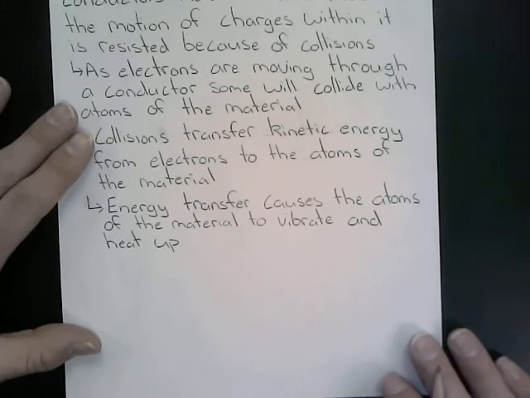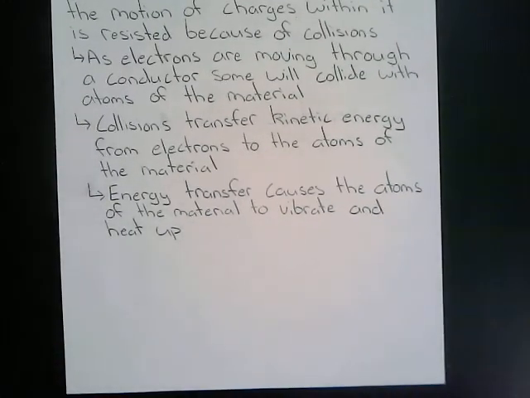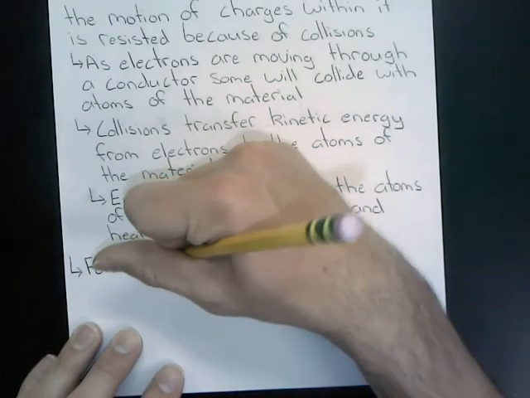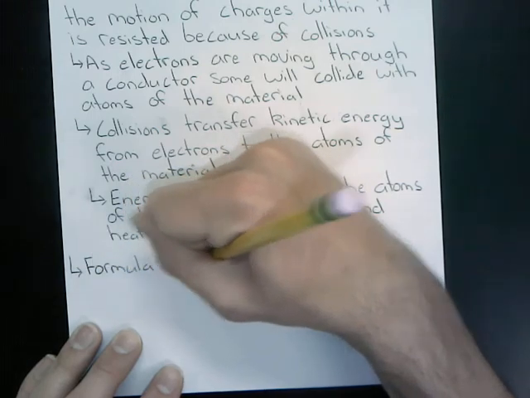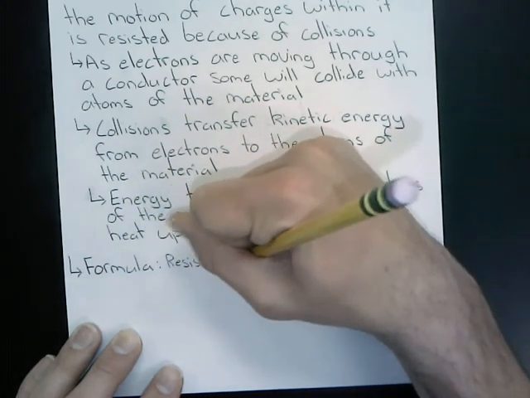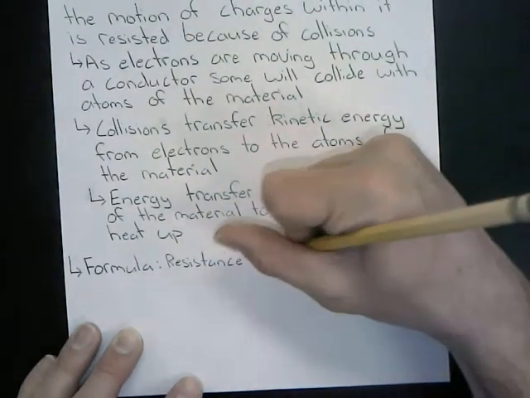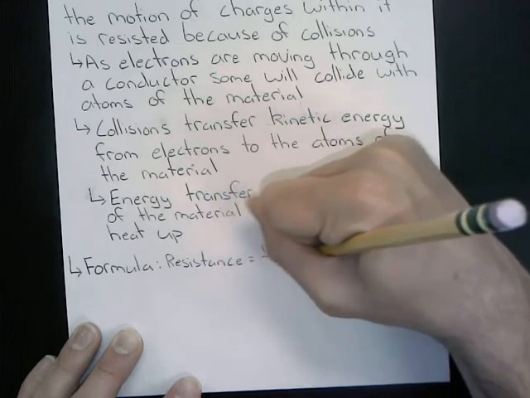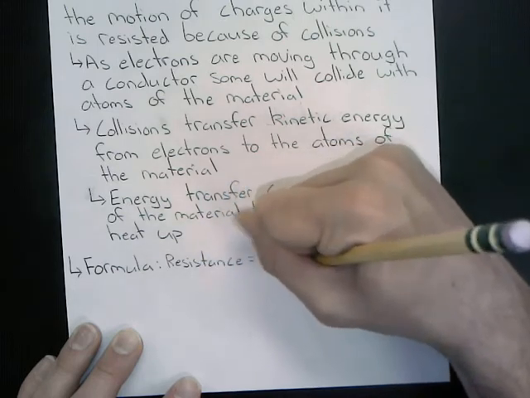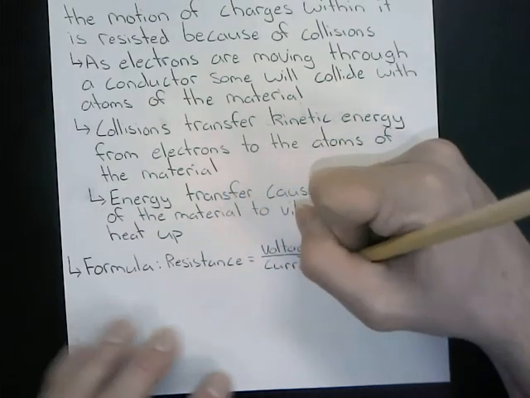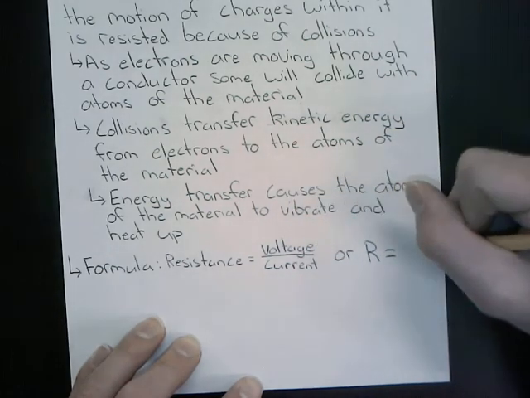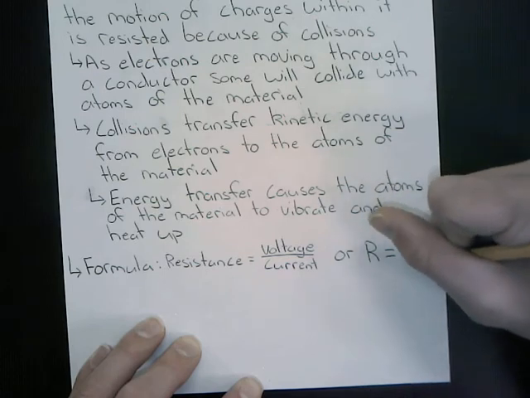With Ohm's law, we do have a formula that is associated with it, and I'm going to write this formula two different ways. One is that the resistance is equal to the voltage divided by the current, or we can use simple symbols where R equals V over I.